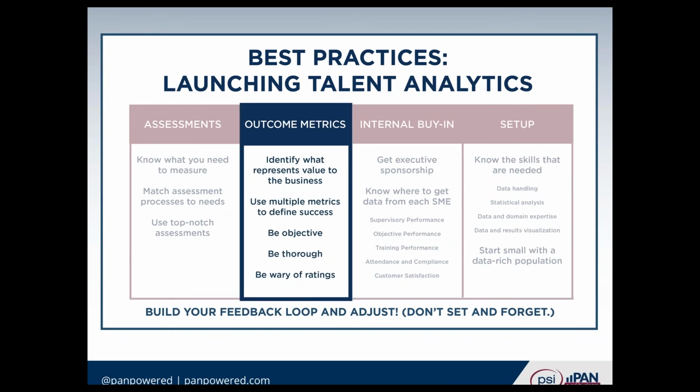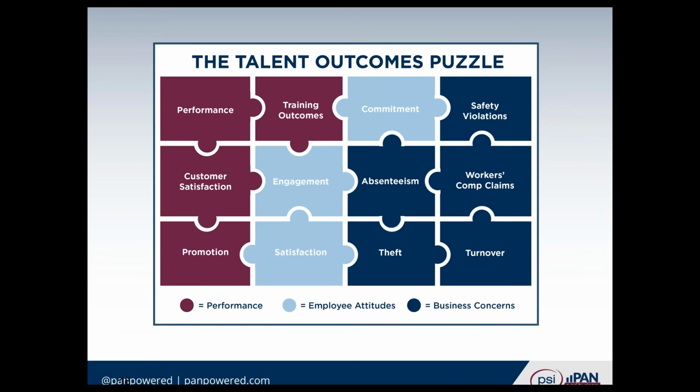Second, outcome metrics. Identify what represents value to the business and who is concerned and will be impacted by your assessment strategy and what outcomes are important to them. Use multiple metrics to define success, and again, it's a balance between having the appropriate metrics and then not measuring things that you don't need to measure. So there's no silver bullet, but address your measurement strategy holistically. So you might remember this talent outcomes puzzle slide that we went through. Again, these are example categories of metrics that you can start to look at within your organization depending on the specific role.